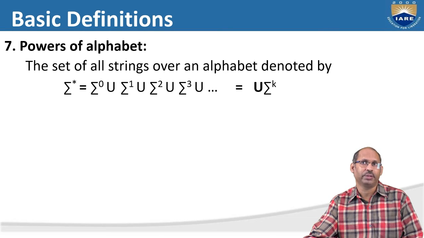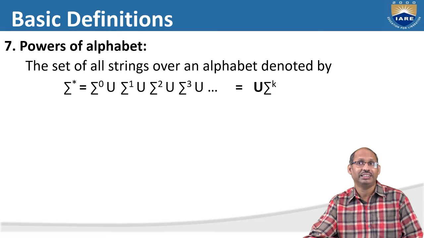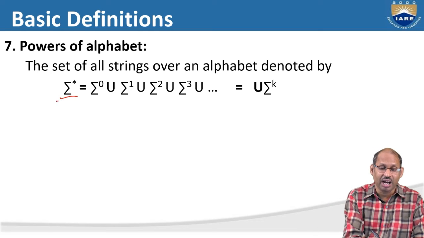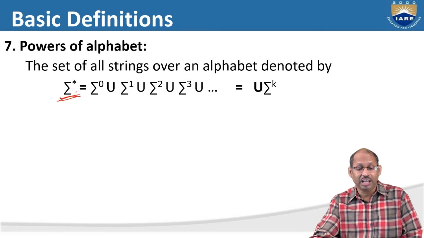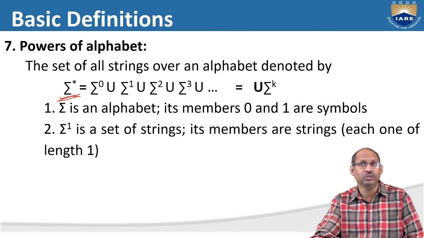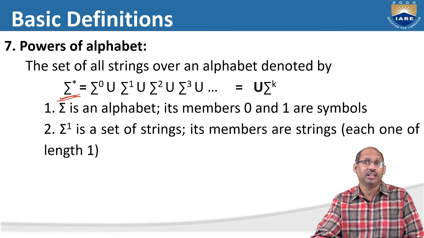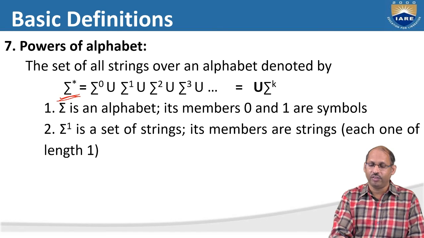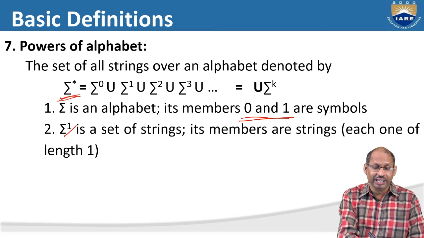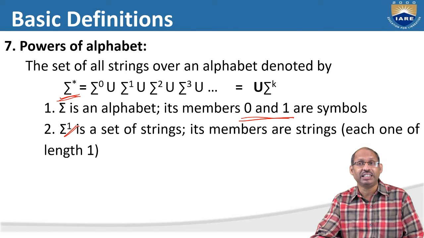Then, star alphabet. The set of all strings over an alphabet is denoted by sigma star. Sigma star is the union of all the strings of lengths 0 to k, or 0 to infinity. If the alphabet is 0 and 1, sigma power 1 contains the strings having length 1.